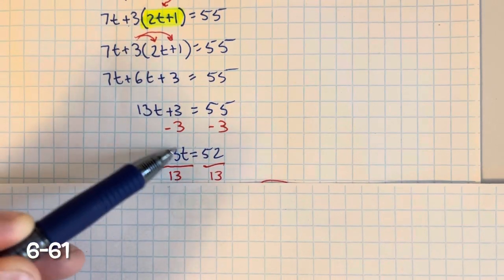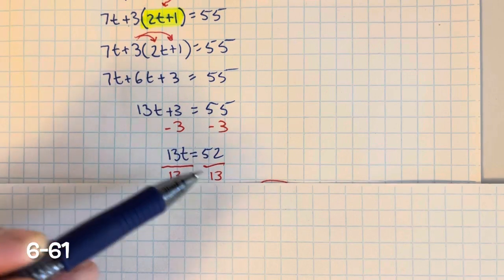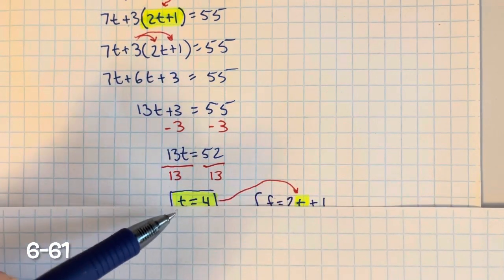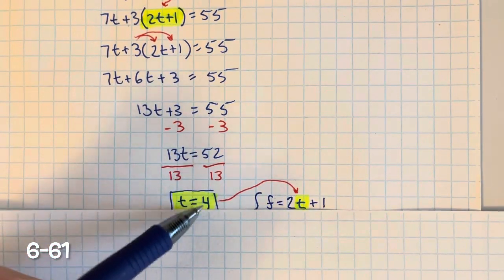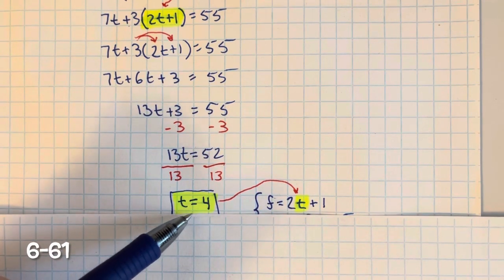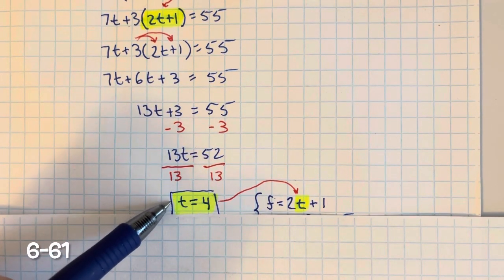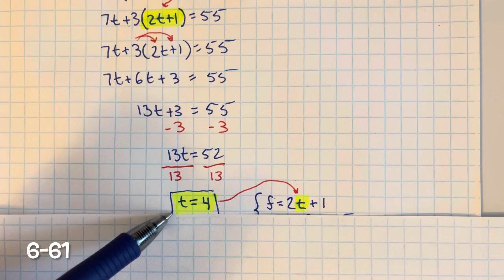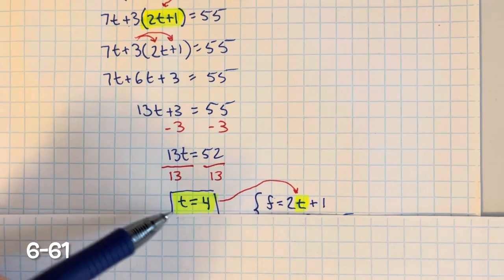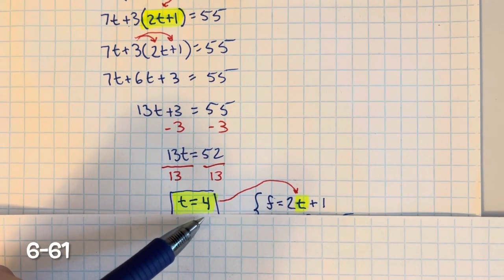This creates the giant 1. What you do to one side, you do to the other. 1 multiplied by t is t. 52 divided by 13 is 4. And now that we know how many touchdowns, remember t represents the number of touchdowns, we know that there are 4 touchdowns, but we need to determine how many field goals there are.